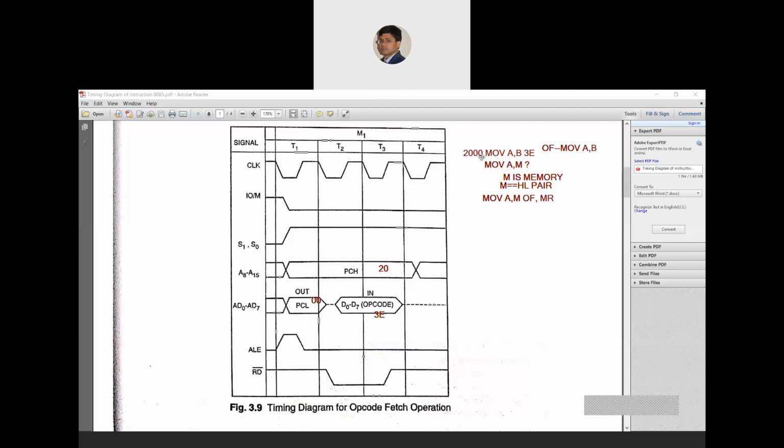What I am showing here, just a gist: at location 2000, your MOV A comma B, which has hex code 78, is located, and this instruction requires only an opcode fetch operation. Then this diagram is applicable for MOV A comma B. But for MOV A comma M, M is memory, meaning the HL pair. That means MOV A comma M requires two machine cycles, opcode fetch and memory read. So this diagram is not sufficient for MOV A comma M; we have to include the timing diagram of memory read. Okay, so your answer is right.